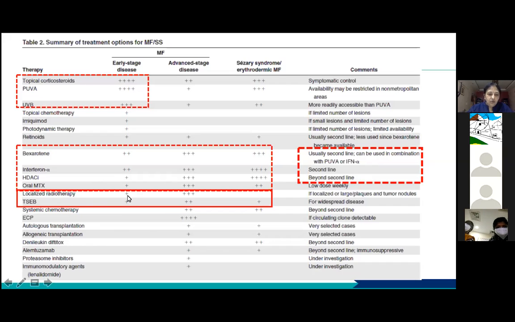So we find that localized radiation therapy or TSET is effective for early stage disease as well as advanced stage disease. Sometimes even patients who have Sézary syndrome or erythrodermic mycosis fungoides also require total skin electron beam therapy for the purpose of quick palliation of their cutaneous lesions.